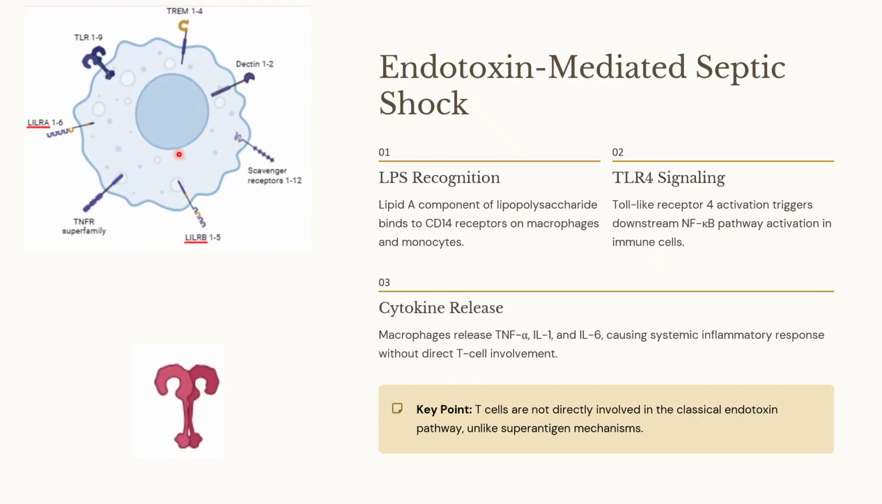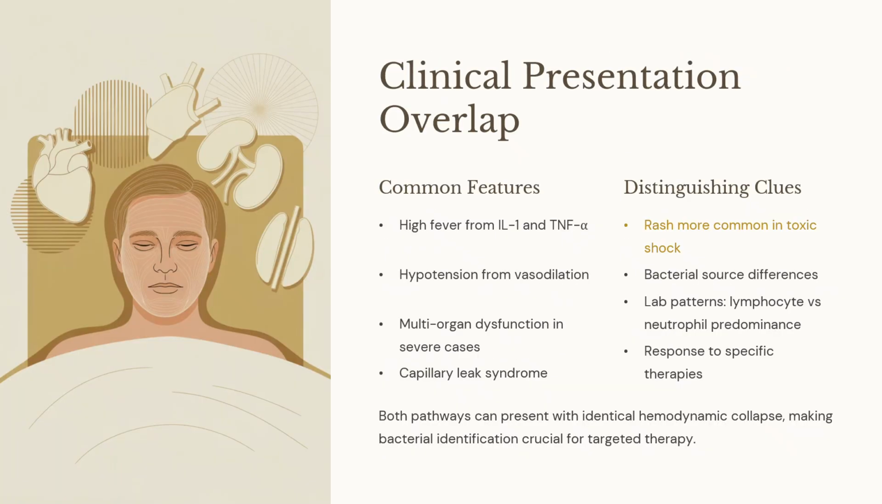Once this is activated, there is massive cytokine release, causing systemic inflammatory response. Here the T cells are not involved yet. With only macrophage activation, the endotoxins will result in a shock-like syndrome presentation. Both shocks will have high fever from interleukin 1 and tumor necrosis factor, hypotension, multi-organ dysfunction, capillary leak.